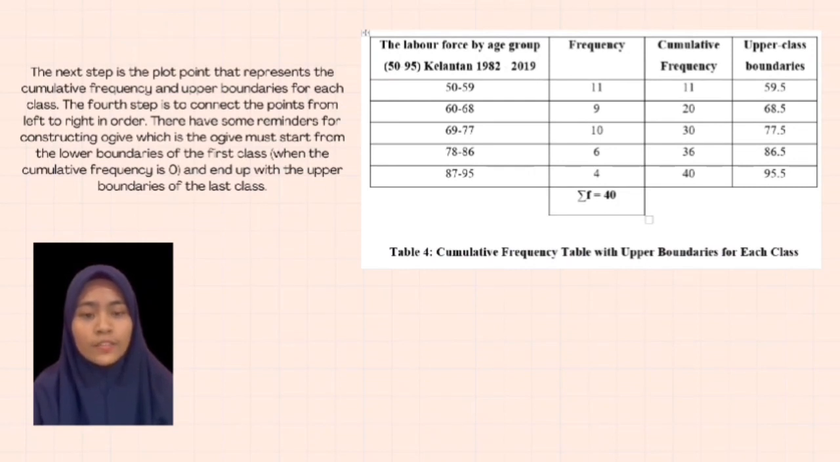For example, the first class cumulative frequency is 11, while upper class boundary is 59.5. Second class, the cumulative frequency is 20, while upper class boundary is 68.5. Third class, the cumulative frequency is 30, while upper class boundary is 77.5. The fourth class, the cumulative frequency is 36, while upper class boundary is 86.5. The fifth class, the cumulative frequency is 40, while upper class boundary is 95.5.